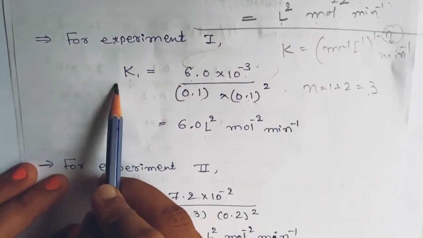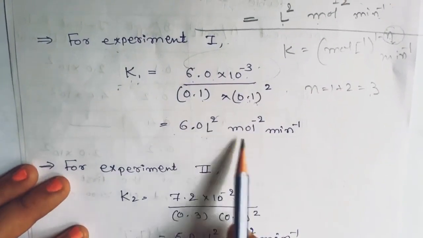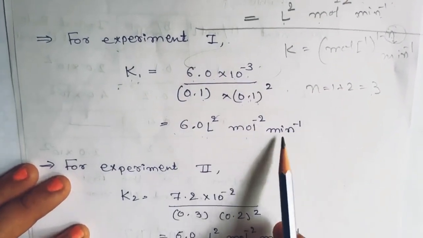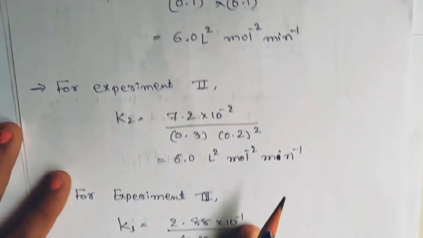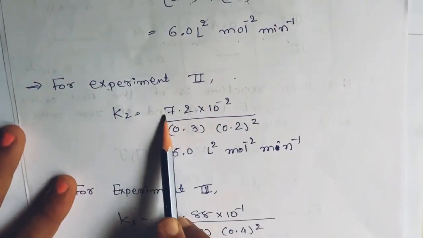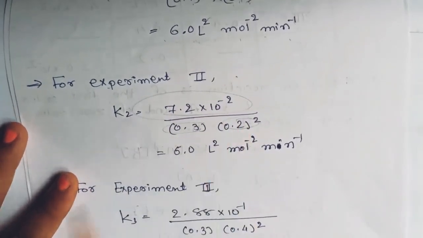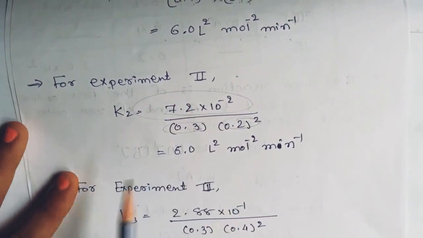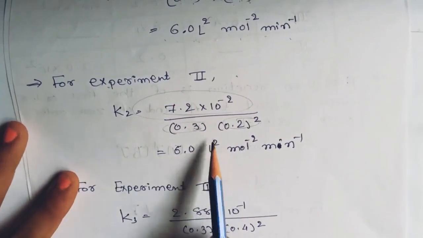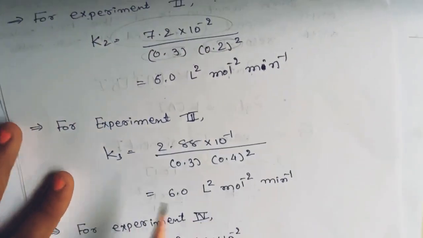So our K1 for the first experimental data will be 6 liter square mole minus 2 power and minute minus 1 power, right? Similarly for experiment 4, you have to just replace the value of rate and the concentration of A and B and simplify that. You will get 6 liter square mole power minus 2 and minute minus 1, right?